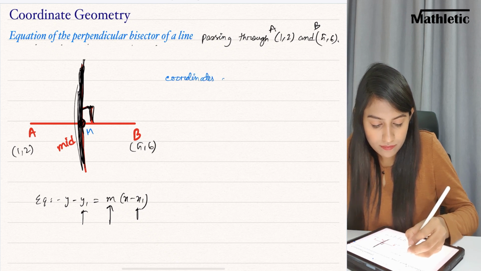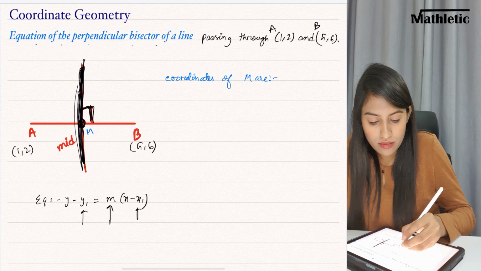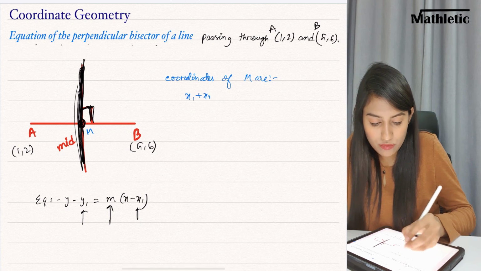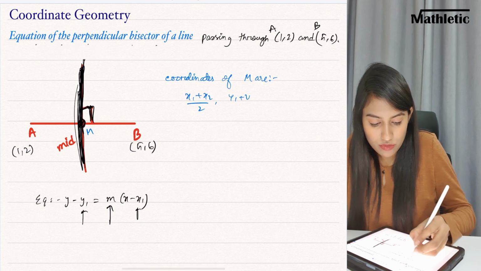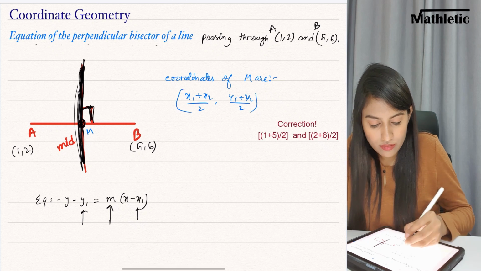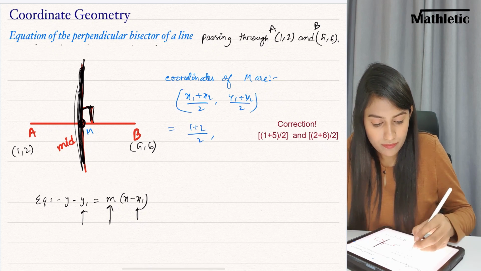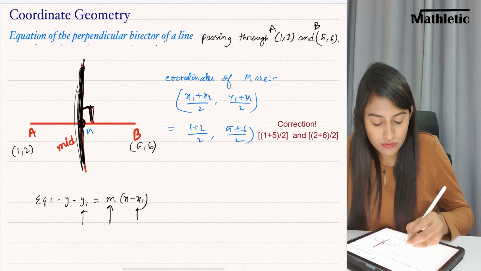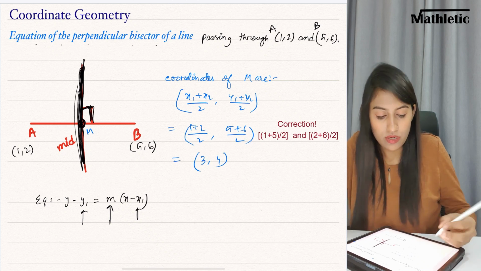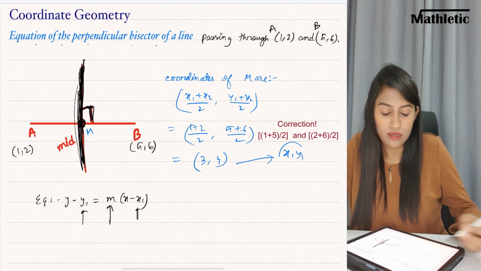The coordinates of M: the formula is (x1 plus x2) by 2, (y1 plus y2) by 2, right? So it's (1 plus 5) by 2, (2 plus 6) by 2. This will give us (3, 4). This is my x1, y1.